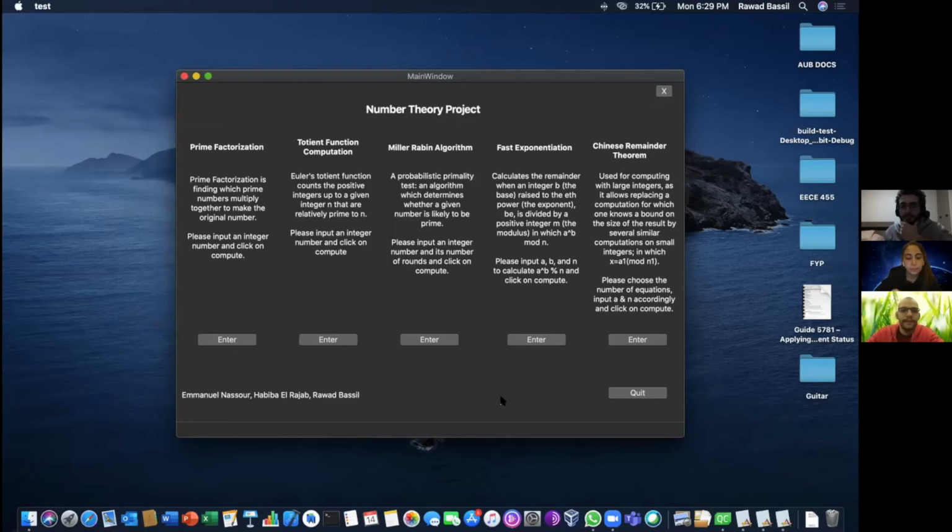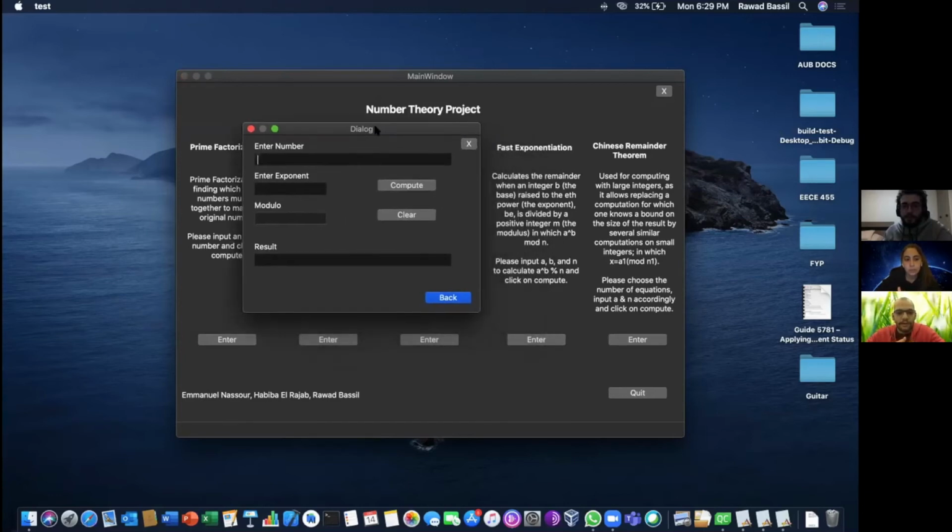Thank you, Habiba. So the next algorithm is the fast exponentiation algorithm. So here we have to enter a number, its exponent, and its modulus, and we can get the result. So if we enter 8 to the power 23 modulo 15, we will get 2. And what we can also do is take out the modulus. So if we take, for example, 7 to the power 6 with no modulus, we would get the result of 7 to the 6th power.